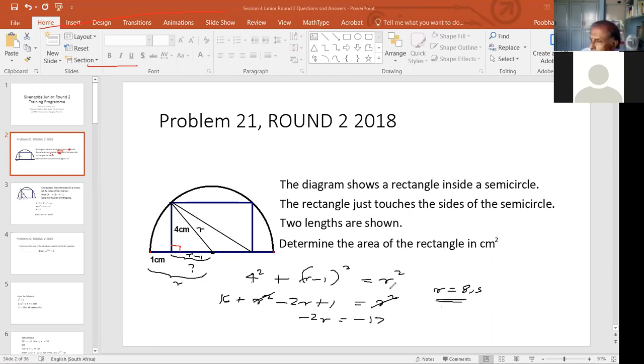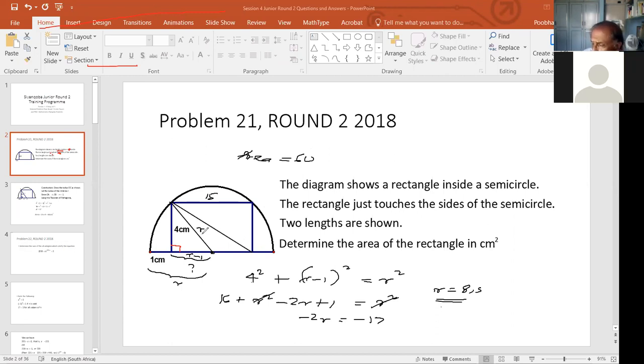So this is 7.5, and the double of that is 15. This is 15. And the area is 15 times 4. Somehow, I'm taking too long over this thing. It should be much easier than this, and I'm not sure whether the answer is right as well. So the area of the rectangle is 60. Okay, let me just do this thing a little bit more slowly.